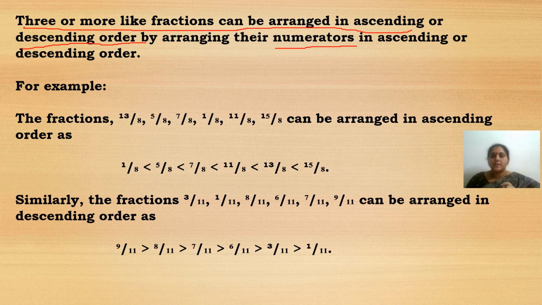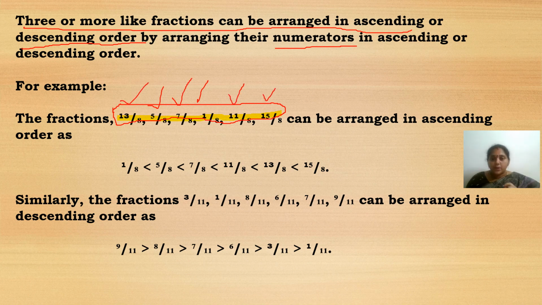For example, what are the fractions I have taken here? 13 by 8, 5 by 8, 7 by 8, 1 by 8, 11 by 8, 15 by 8. These are my fractions. Ascending means small to big. Now I have to compare only my numerators. When I am comparing my numerators, what is the smallest one here? 1. After that, followed by 5, next 7, next 11, next 13, and the last is 15.